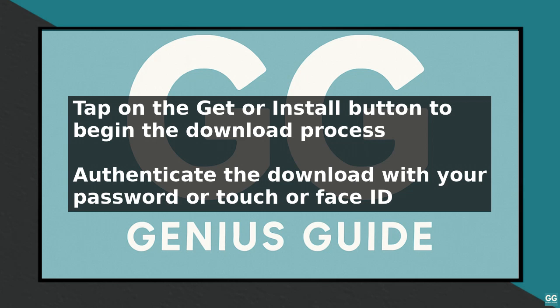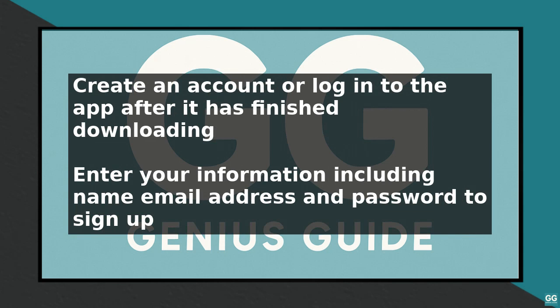To create an account, tap on the Sign Up button and follow the prompts to enter your information, including your name, email address, and password. You will also be asked to provide some basic health information, such as your height and weight, and to set up your Whoop membership. This will require you to enter your payment information and agree to the terms and conditions.